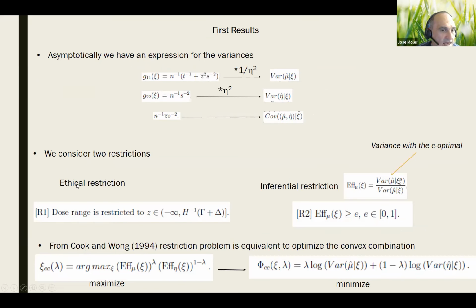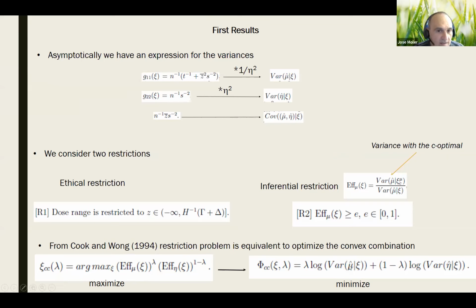I mean, designs where we put an ethical restriction. For instance, we don't want to put patients on a dose with toxicity larger than 0.4, and we want an inferential restriction. We want to obtain a design that is at least 80% efficient with respect to the C-optimal, for instance. Then in this case, we only have to maximize this product of efficiencies.